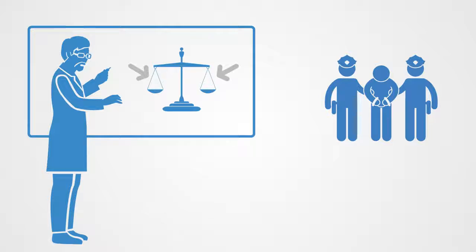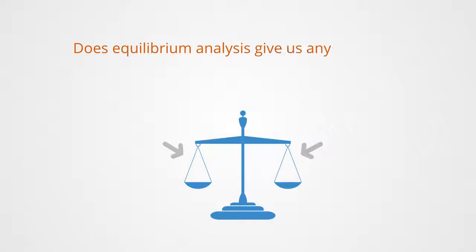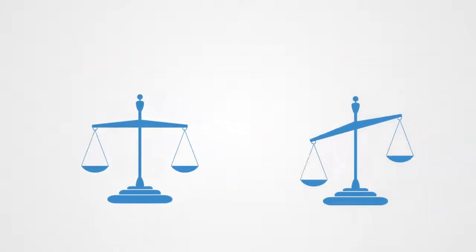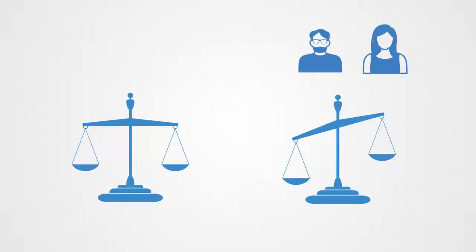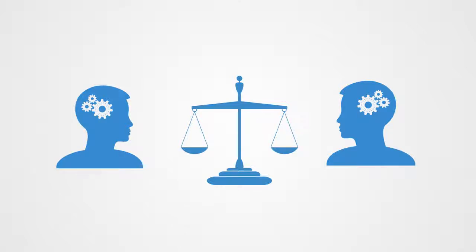It is then legitimate for us to ask, does equilibrium analysis give us any predictive capacity over what happens in the real world? Often the outcome of experiments is not an equilibrium as predicted by the theory. This is mainly because people do not fully reason through the game in a full, logically consistent fashion. Equilibrium is a point where everyone has figured out what everyone else will do. Thus, behaviorally, it often does not predict what people will do the first time they play the game.